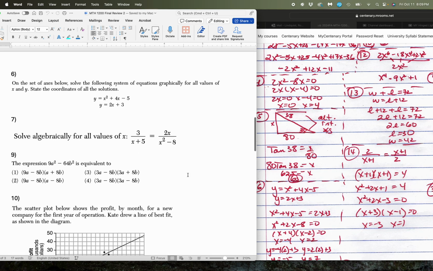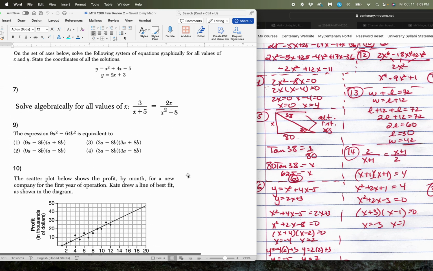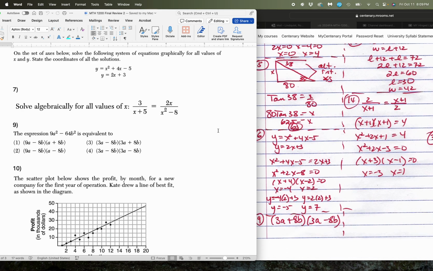Okay. Number 6, on the same set of axes below. Well, that's if you graphed it. But if you do it algebraically, which is what we're looking for because we didn't do any graphic solutions, the y is equal to the top trinomial and the bottom binomial, so they equal each other. X squared plus 4x minus 5 equals 2x plus 3. Get it all on one side. Subtract the 2x and the 3, and I get x squared plus 2x minus 8 is 0. Factor: x plus 4 times x minus 2 is 0.